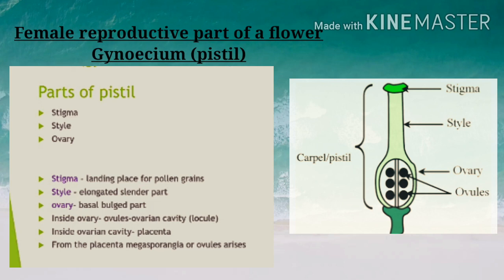Hello students. Now let us discuss the female reproductive part of a flower. The female reproductive part of a flower is called the pistil, or it can also be called the gynoecium. A typical pistil of a flower consists of the following parts: style, stigma and ovary.